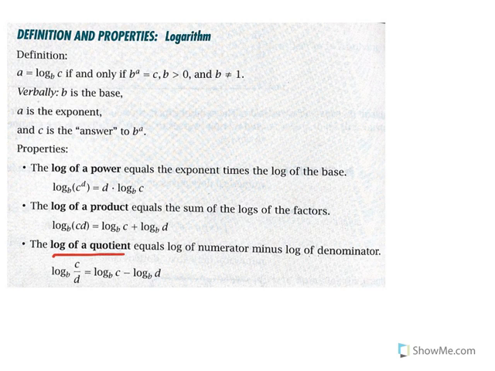And then here you have the logarithm of a quotient. The logarithm of a quotient equals the logarithm of the numerator minus the logarithm of the denominator. So you have a quotient, log base b of c divided by d. You can write log base b of c minus log base b of d.